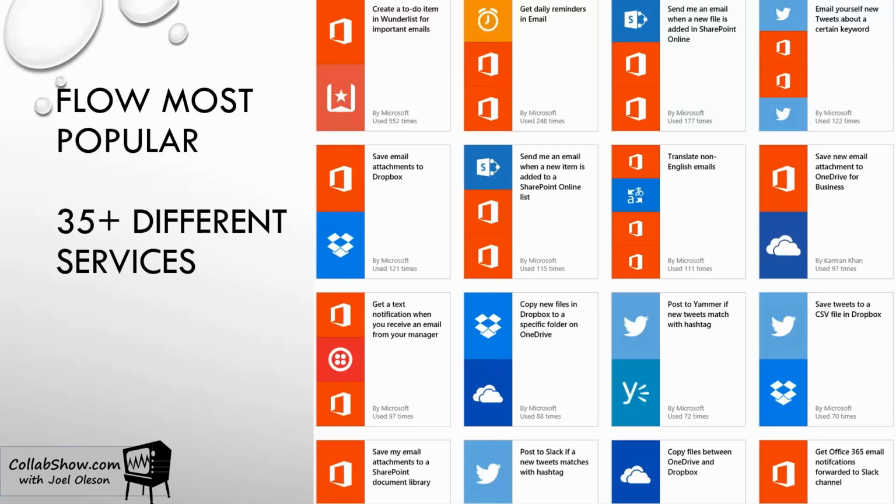And it even goes more. So there's 35 plus services we're talking about here. Wunderlist, Twitter, Dropbox, Microsoft Translate, that's kind of cool. Dropbox, Box, Yammer, a bunch of cool stuff. So as an example, if somebody tweets and it has this hashtag, I want to take this action. So this is kind of the level that Microsoft's looking at.